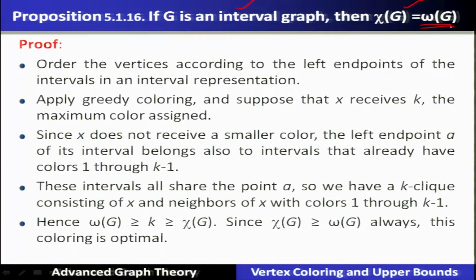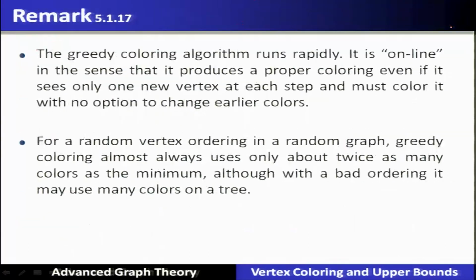and that is at most the chromatic number of that graph. Since the chromatic number is always greater than or equal to omega G, if we take both these inequalities, then this coloring is optimal, hence it is proved.